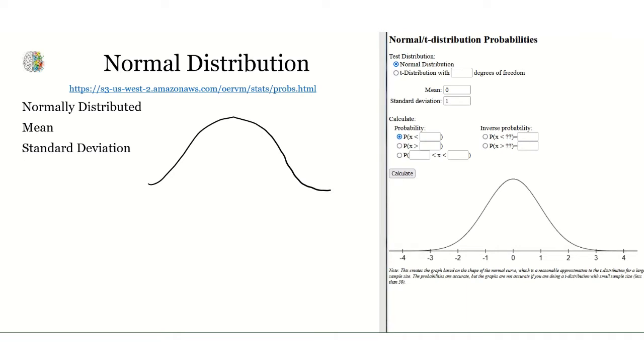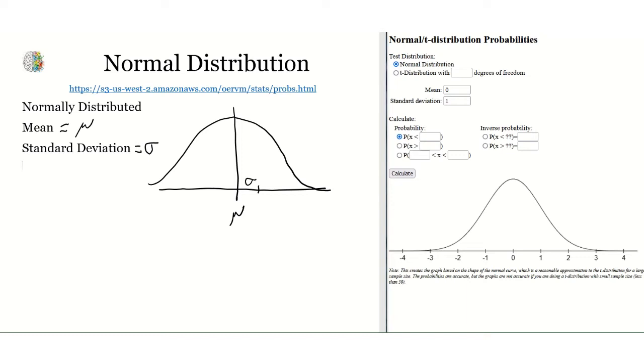The next thing I'm going to look for is the mean, and the mean is your average. It is represented by the symbol mu, and that is going to be the center point of your distribution. The next thing you're going to look for is standard deviation, represented by the symbol sigma, and that just tells you how far away from the center point, or from the mean, your data points are.